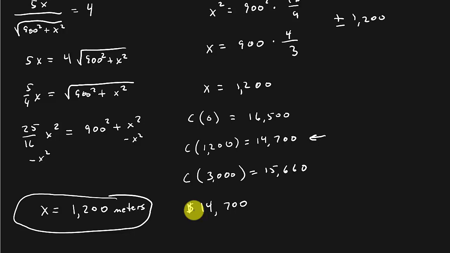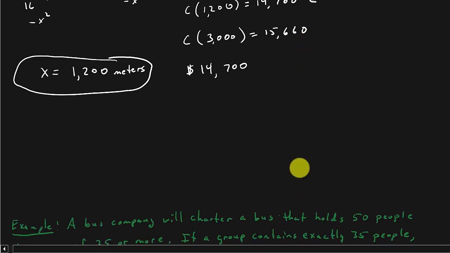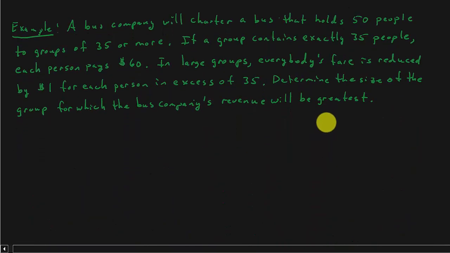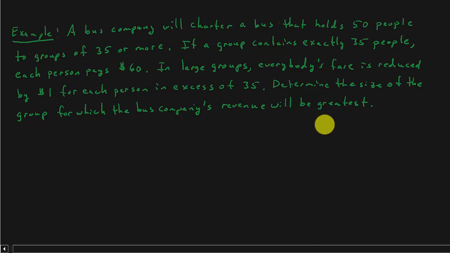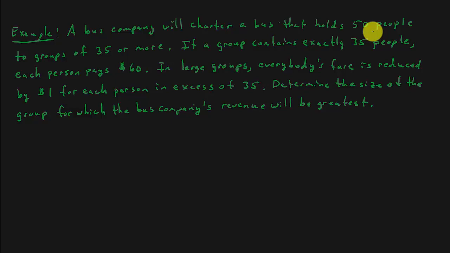All right. So let's look at the next problem. All right, so we have a bus company will charter a bus that holds 50 people to groups of 35 or more. All right, so it looks like the 50 people to groups of 35 or more, so that means you can have groups from 35 up to 50 total.